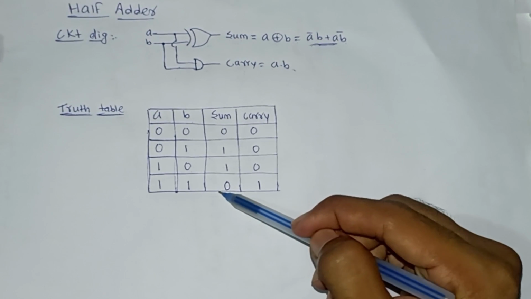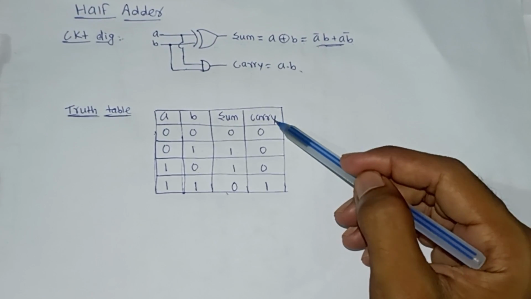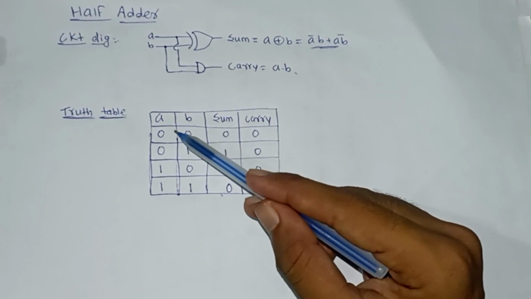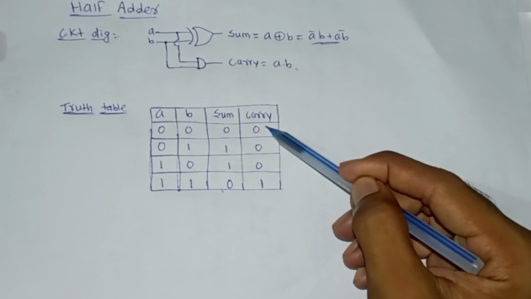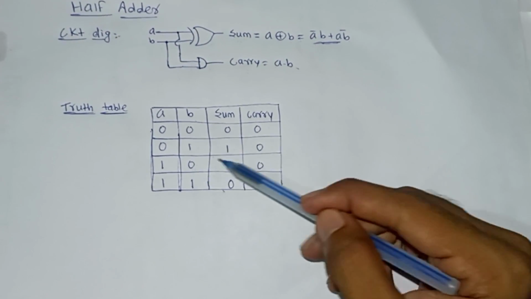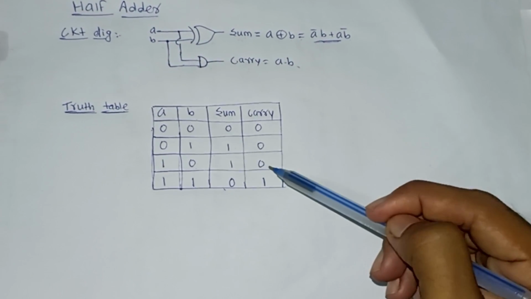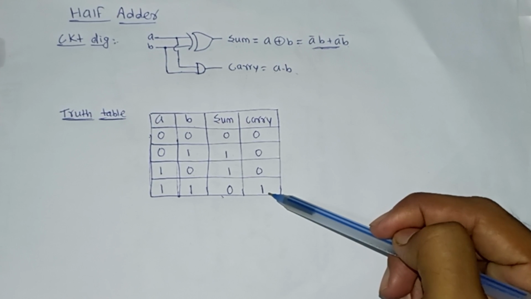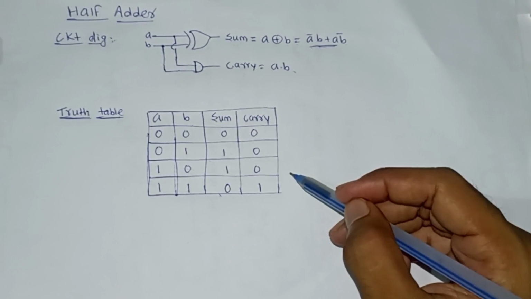Okay. So this is for sum. And for carry, we need to perform just the AND operation. So 0 and 0 is 0. So that's why 0. 0 1 is 0, 1 0 is 0, and 1 1 is 1. Right. So this is for carry. So this is about the half adder.